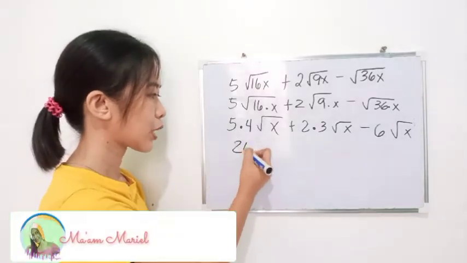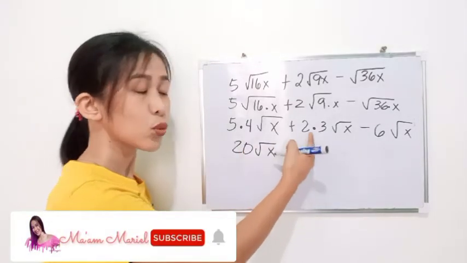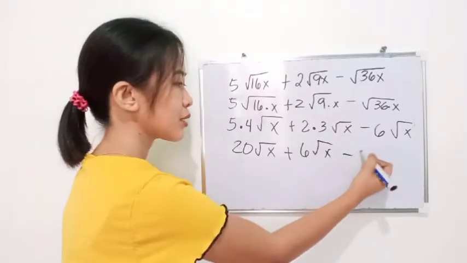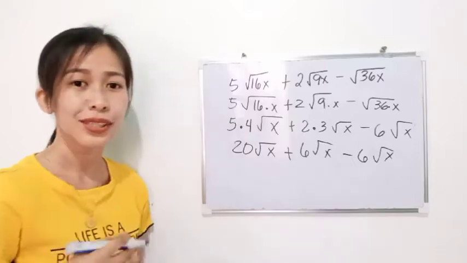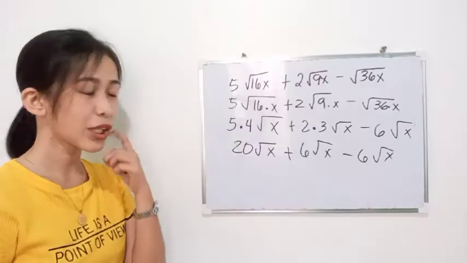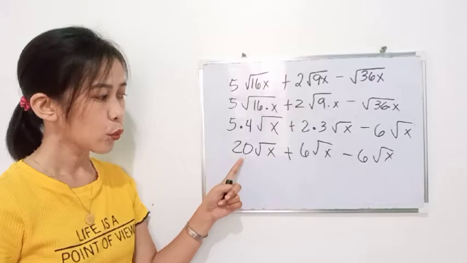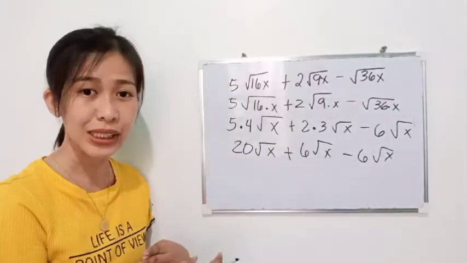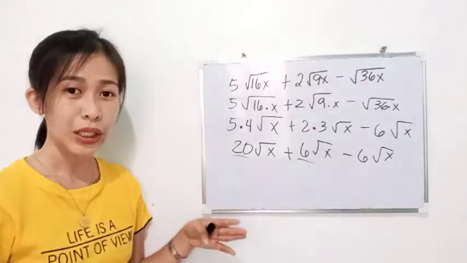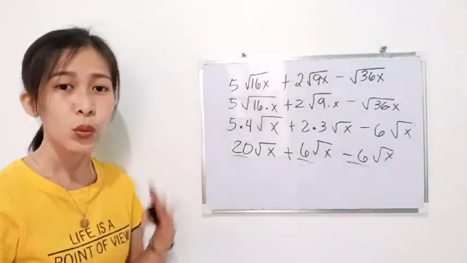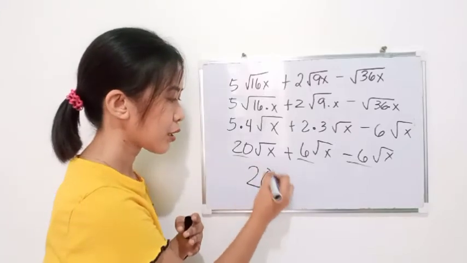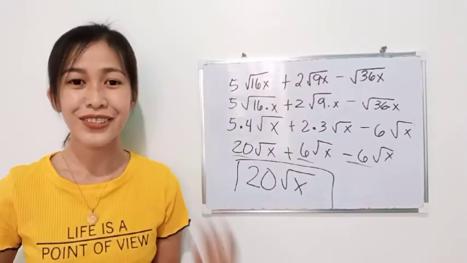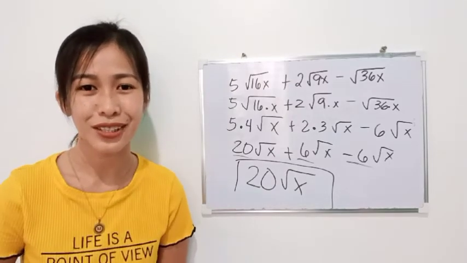And then just do the operation. 5 times 4 is 20, square root of x, plus 2 times 3 is 6, square root of x, minus 6 square root of x. And then just perform the operation. Pwede nyung idire-diretso, pwede ding hindi. Like, 20 plus 6 minus 6. So, we have 20 plus 6 is 26. Tama? Ayan, 20 plus 6, 26. Minus 6, 26 minus 6 is 20. Therefore, the answer is 20 square root of x.